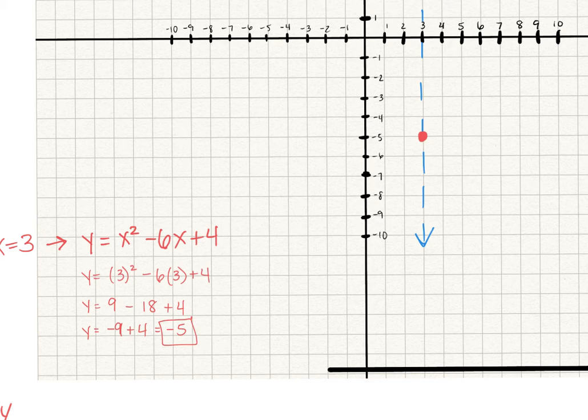So my vertex is at (3, -5), okay? Your vertex will always lie on that axis of symmetry.